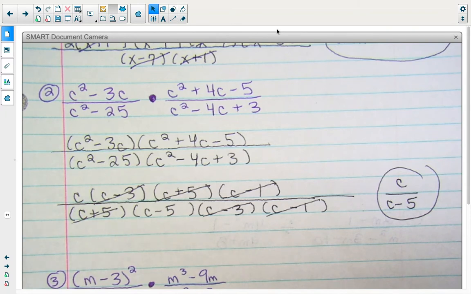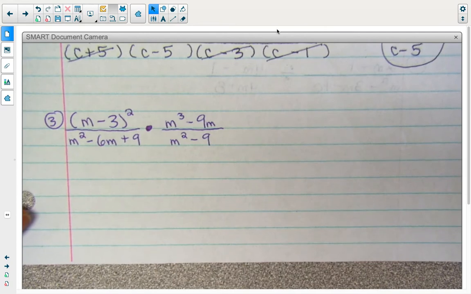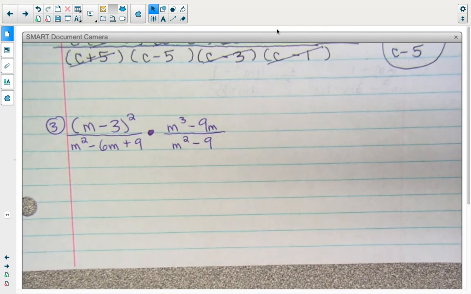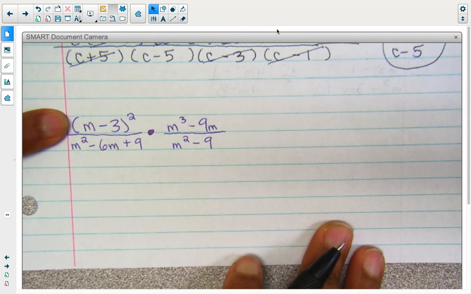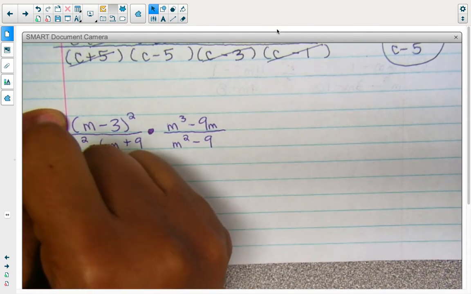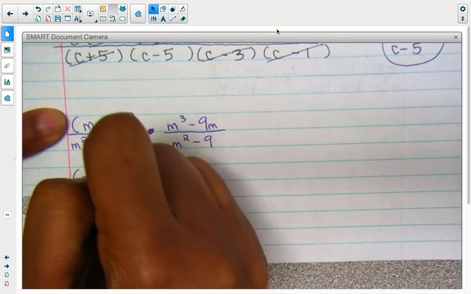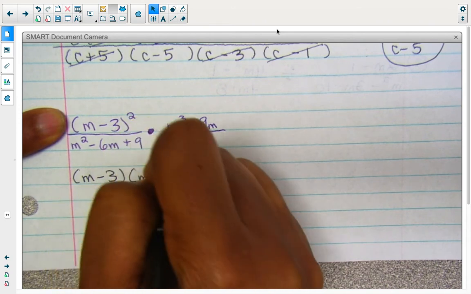So this is very factor intensive. Keep your foldable out as you're working. We're factoring the top, factoring the bottom, and then seeing what cancels. All right, so let's try this one. I'm going to skip that intermediate step where I'm just writing them beside each other, and I'm going to go ahead and factor. So m minus 3 squared, that means to do m minus 3 times m minus 3.